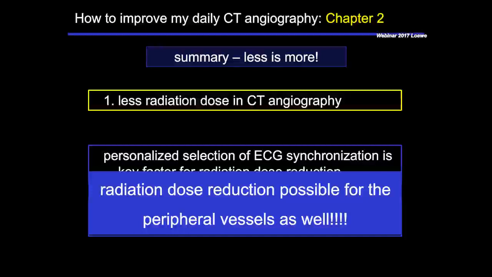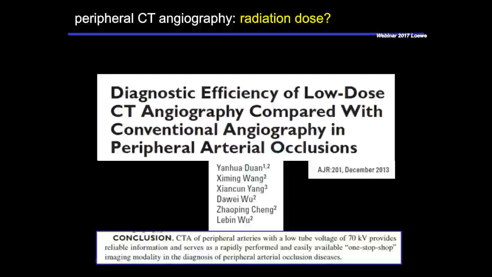Peripheral arterial occlusive disease is a chronic progressive disease, so the patient tends to come back and come back and come back. So the cumulative radiation dose is an issue in this group of patients as well. Therefore, radiation dose reduction is really important. And it has been shown, of course, that even low kV protocols are highly useful for the peripheral vessels.